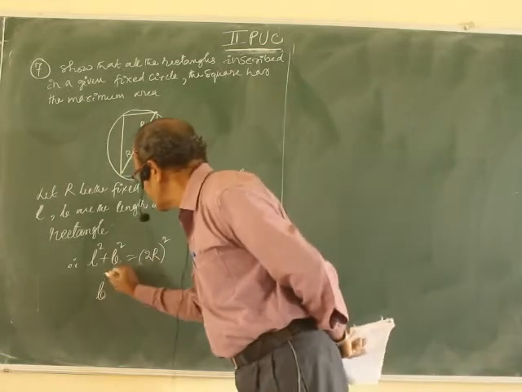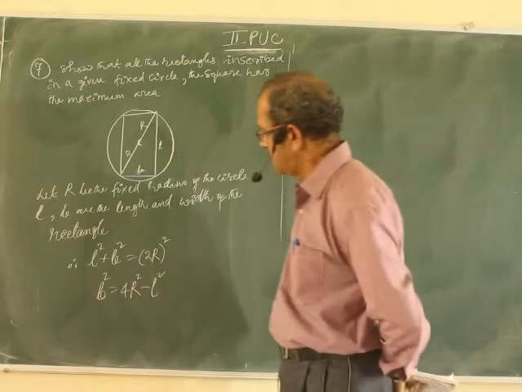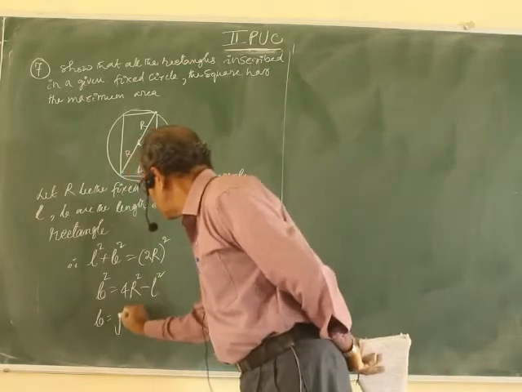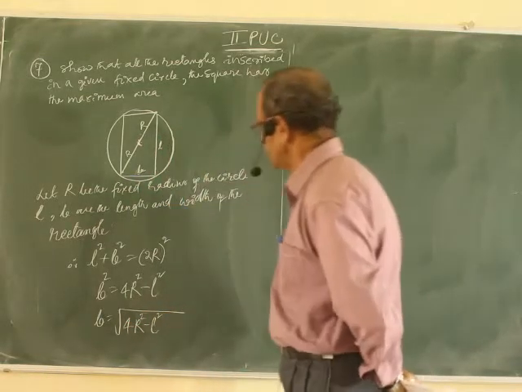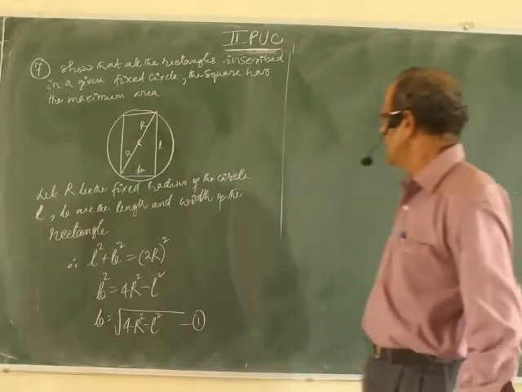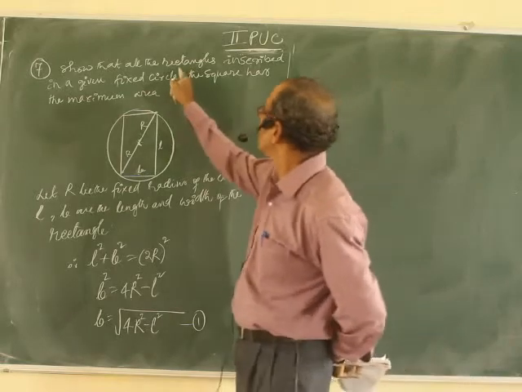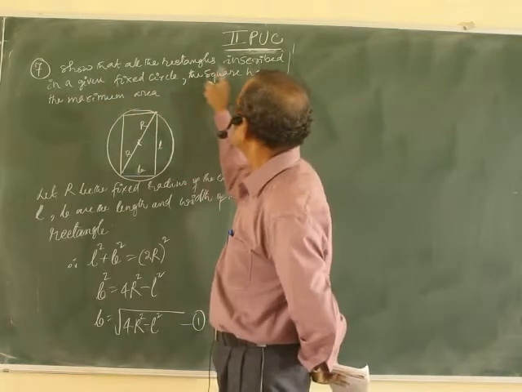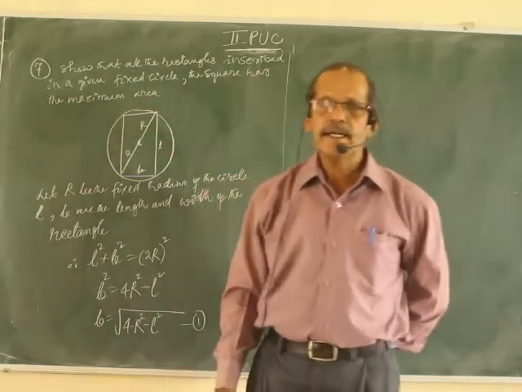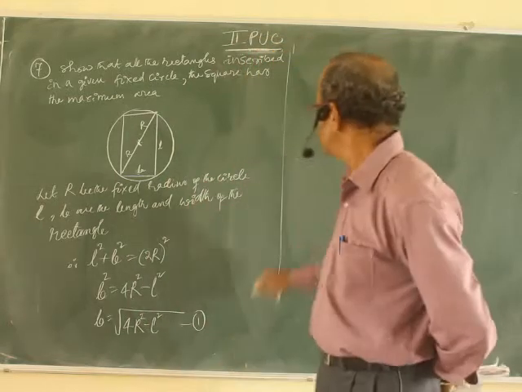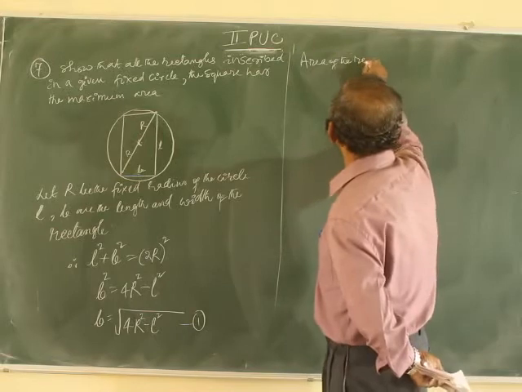Or you can also write like this: B equal to root of 4R square minus L square. Let this be the equation. It is actually required for the next step. Now, you have to show that when the area of the rectangle is maximum, then that rectangle is a square. Area of the rectangle.